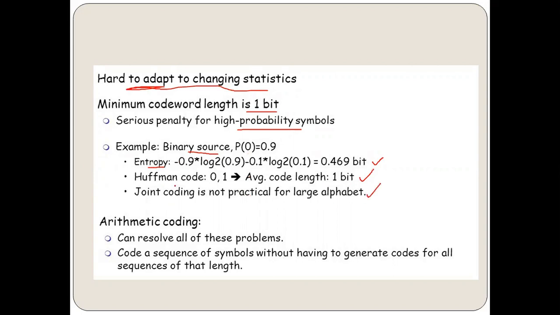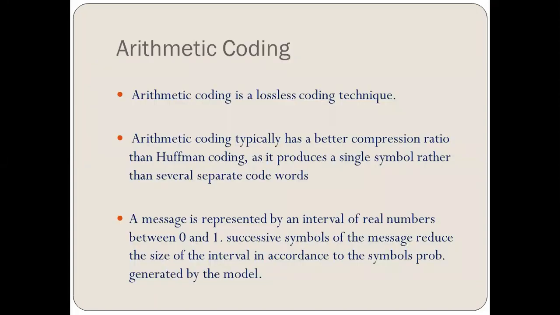But in arithmetic coding, the codes and functions are found in the interval of 0 to 1. But here we have either 0 or 1, that is 1 bit. In arithmetic coding, this problem is resolved, and what we are doing is working on the cumulative distribution. We code a sequence of symbols without having to generate codes for all the sequences of that length. So that is the advantage of arithmetic coding.